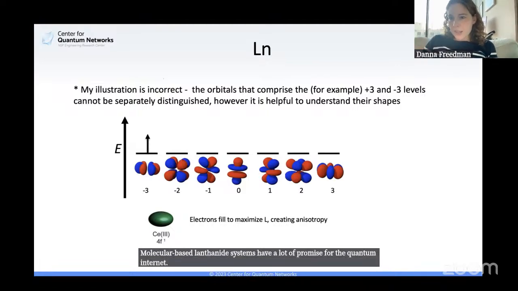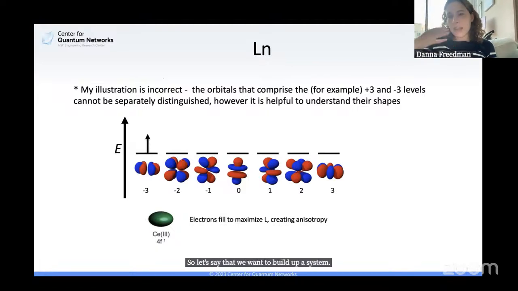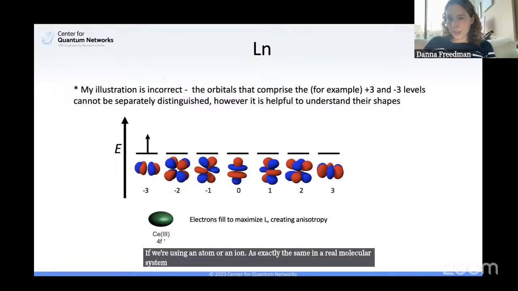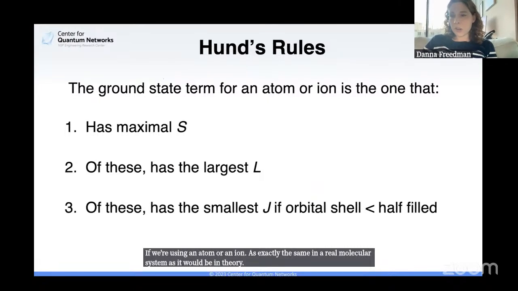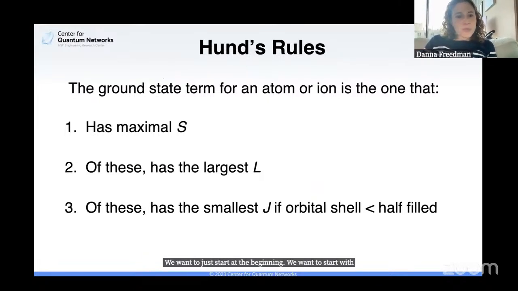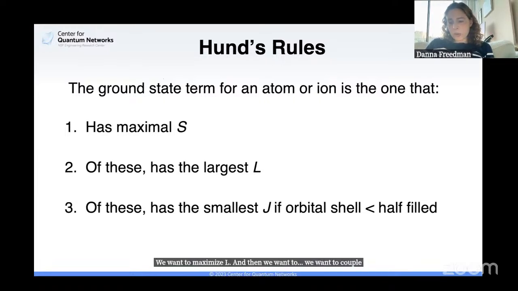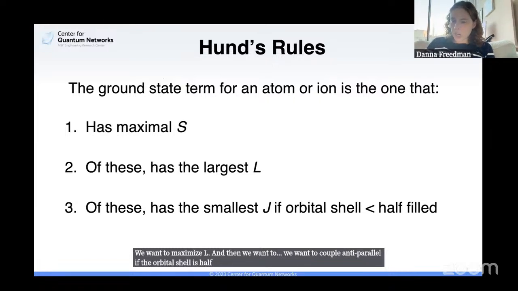So let's say that we want to build up a system. If we're using an atom or an ion exactly the same in a real molecular system as it would be in theory, we want to just start at the beginning. We want to start with Hund's rules. So the Hund's rules in very simple language: we want to maximize S, we want to maximize L, and then we want to couple antiparallel if the orbital shell is half filled and parallel if the orbital shell is filled.